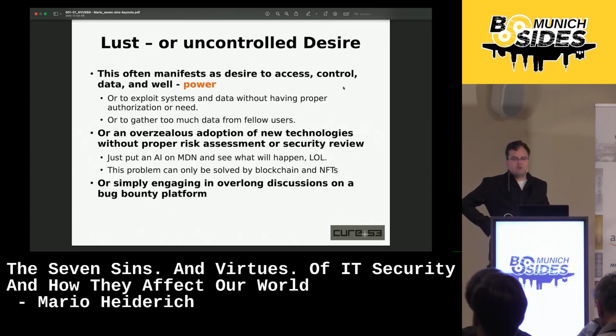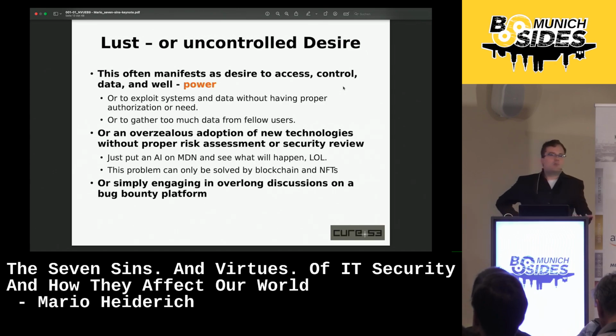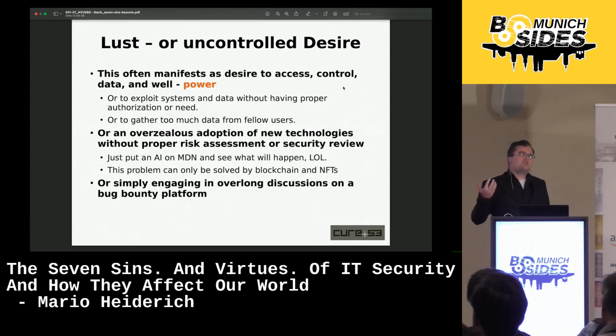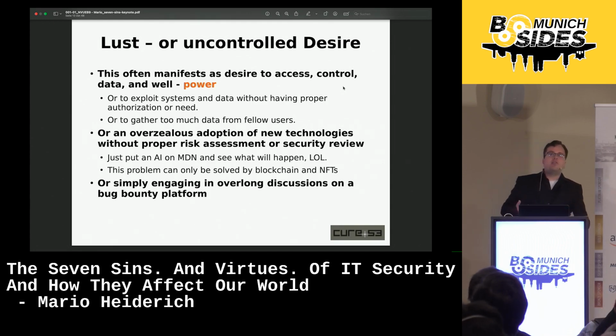And, well, you might remember this one case where they put the AI on MDN, the Mozilla Developer Network, and bad stuff happened. So, well. And it could also be engaging in overly long discussions for a bug bounty, where the finder insists that they should get money even if the bug is just a triviality.